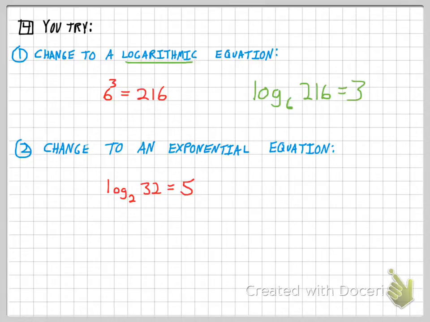This time my base is 2, my exponent is 5, and my answer is 32. If you like using that Roman numeral 9 trick, feel free to use that. 2 to the 5th equals 32.